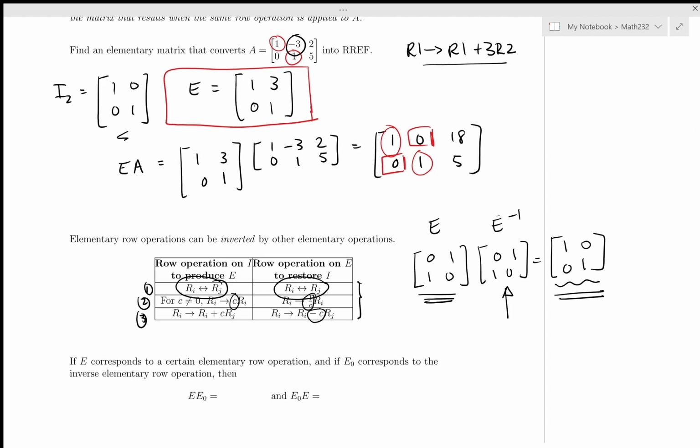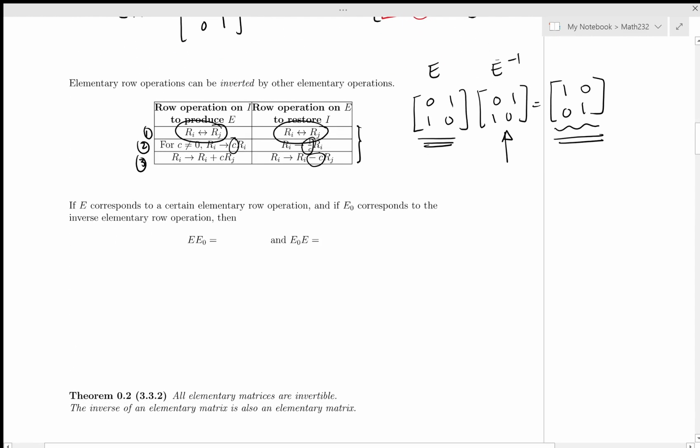So we have the situation that I illustrated up here, that if we have E corresponding to some certain elementary row operation, and if E naught corresponds to the inverse elementary row operation, it is the case that E times E naught is I, and E naught times E is I. It doesn't matter in which order you multiply them. This commutes. This is a special case. In general, as we've been discussing, matrix multiplication is not commutative. When the matrices are elementary, though, it is a special case and it does commute.